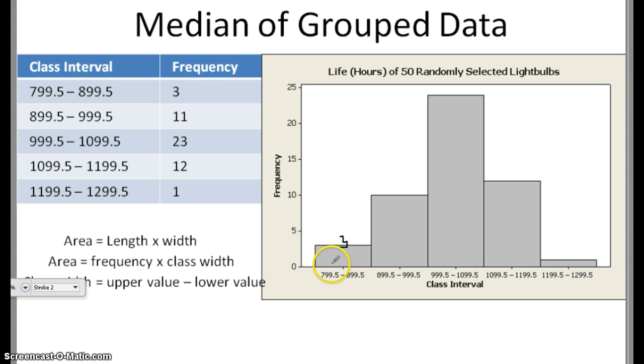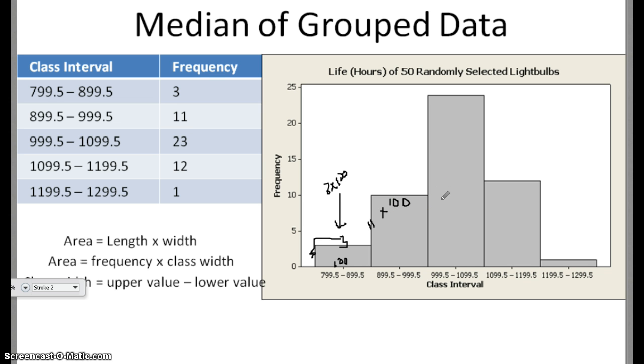We said that the bottom edge here, so that 3 is really the height right over here, the bottom edge is 100. So the area of this particular rectangle is 3 times 100. Same idea here. The height of this rectangle is the frequency, 11. The class width, which is the base of the rectangle, is again 100 because we can subtract. And so the area is 11 times 100.